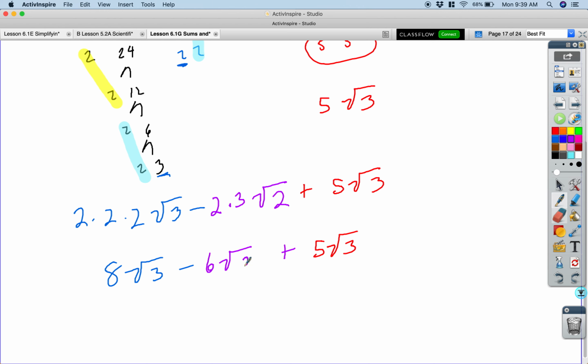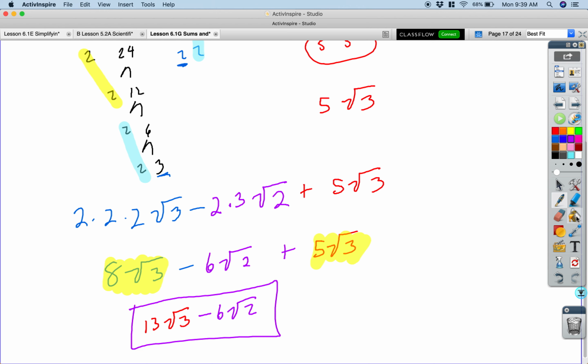So I can only add and subtract numbers with the same square root. And on this one, I have 8 radical 3. And on this one, I have 5 radical 3. So I can add those coefficients. So 8 plus 5 is 13 square root 3. Remember, when we add and subtract, the square roots stay the same. And then I just have this left over, minus 6 radical 2. I cannot combine these because they have different square roots. So this is my final answer right here.